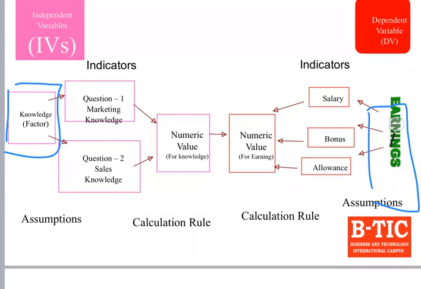Now, when I'm saying it, earning is more into quantity, numbers, because earning is about salary, earning is about bonus, earning is about allowance.